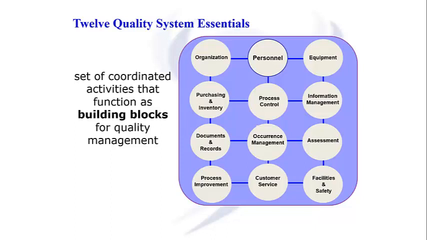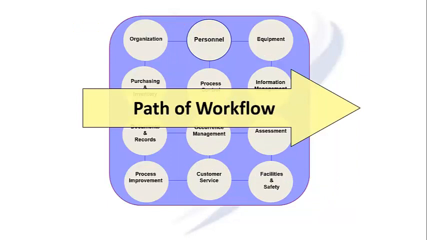The 12 quality system essentials, which I mentioned earlier, also known as the QSEs, are a set of coordinated activities that function as building blocks for quality management. When all of the laboratory procedures and processes are organized into an understandable and workable structure, the opportunity to ensure that all are appropriately managed is increased.